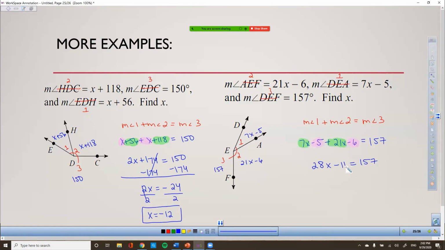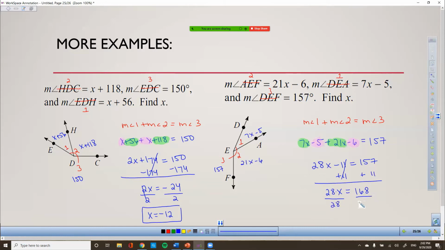The only thing I can move now are my numbers. With numbers, we can only move the negative 11 to the opposite side, so opposite sign. Plus 11, plus 11. This goes away, and I'm left with 28x equals 157 plus 11. That gives me 168. And again, lastly, since we're multiplying, how can I leave x by itself? I've got to do the opposite. I divide by the same, divide by 28.